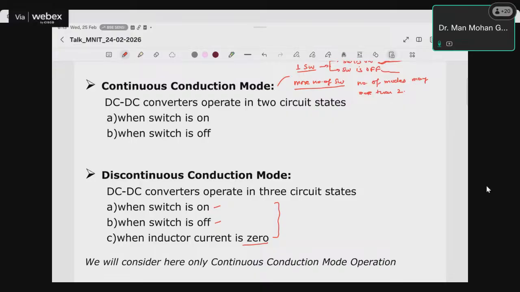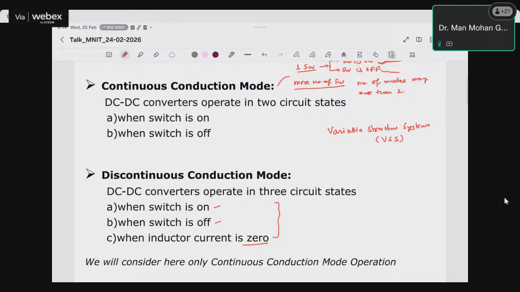Now these converters are called variable structure systems, VSS. What is the meaning of variable structure systems? Variable structure systems means they change the structure with time. When the switch is on, some structure; when the switch is off, another structure. So the structure keeps on varying depending upon the switching. It keeps on switching. That's why it's a variable structure system.